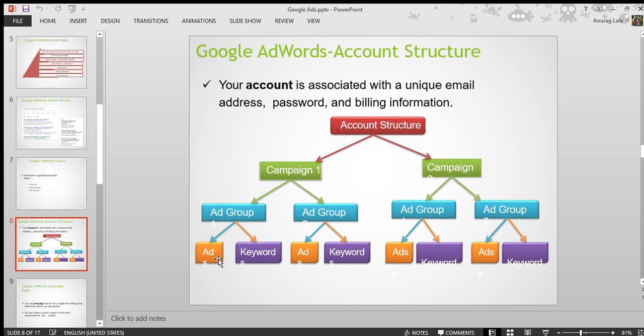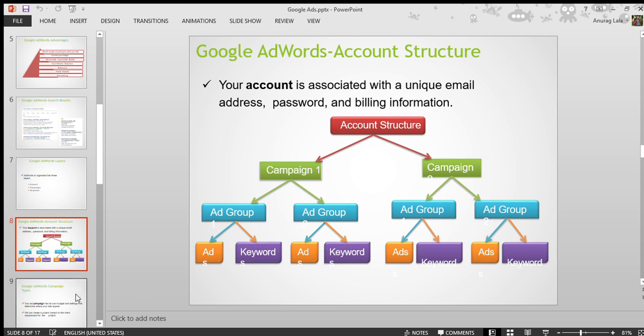I have already shown a practical overview of this concept in one of my videos, and I will give the link of that video in the description. You can see it. So it is known as an ad group. For the time being, a particular account can have more than one campaign. A particular campaign can have more than one ad group. A particular ad group has ads and keywords.